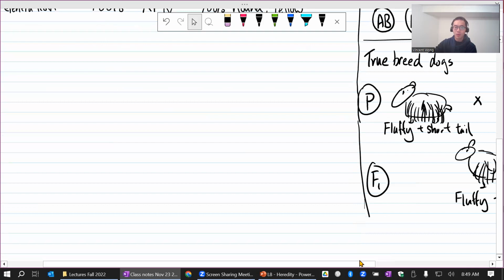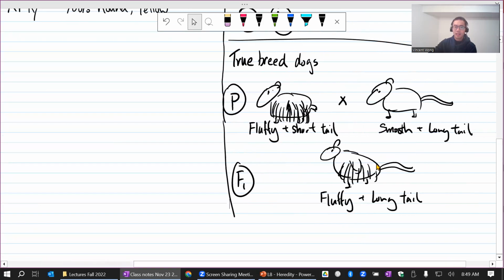So my question to you is, if you have these dogs and you breed them, you know they're true breed. Okay, and then the F1 generation is fluffy and long tail. Which trait is dominant?